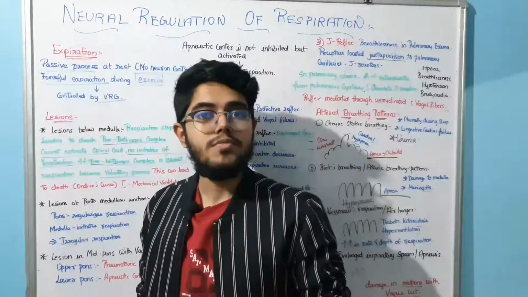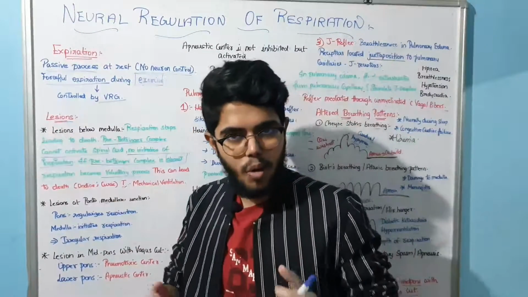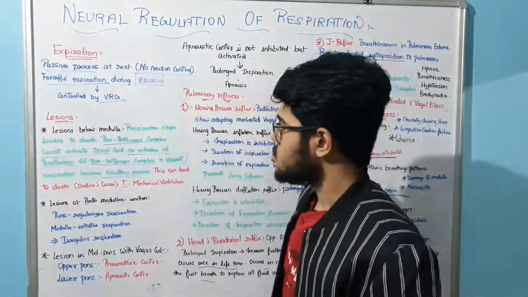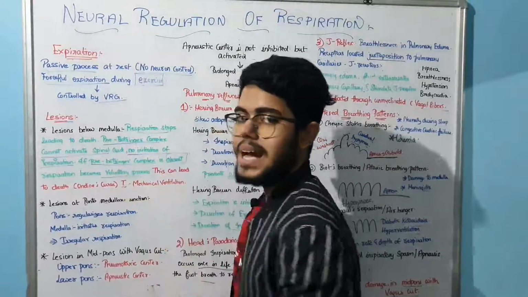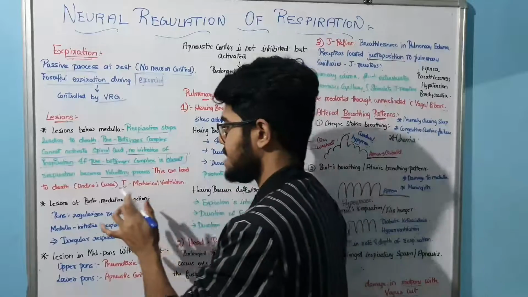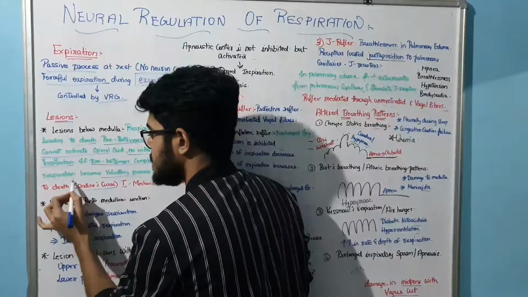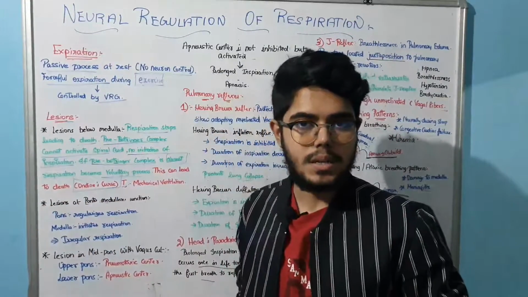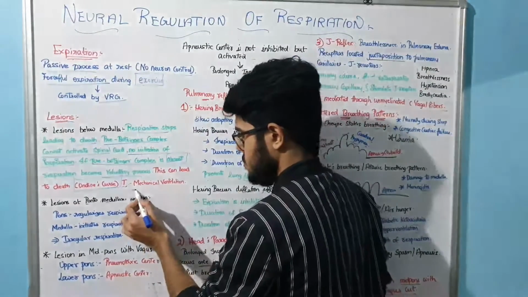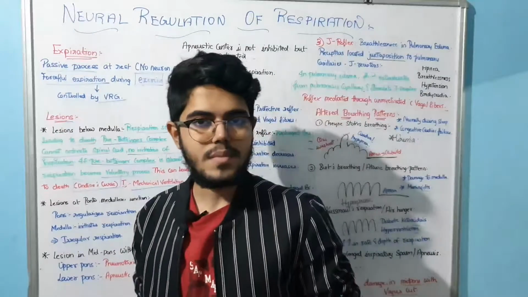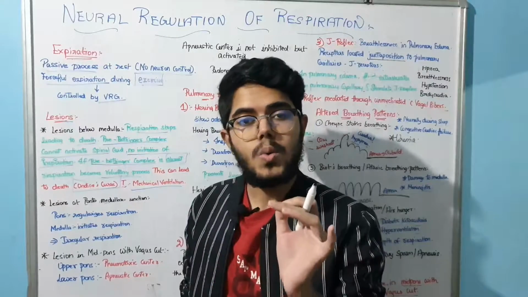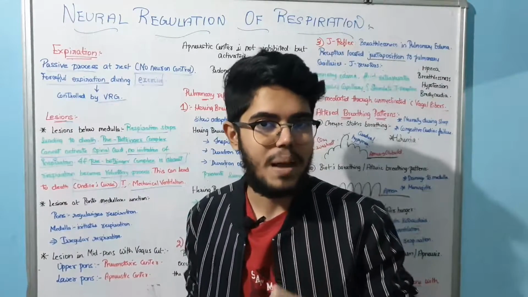Then think about when they sleep. When it's a voluntary process, when they sleep, what happens? They may die. The respiration stops and that leads to death. That condition is called Ondine's curse. Understand? Ondine's curse. Now what's the treatment we can give? Mechanical ventilation.